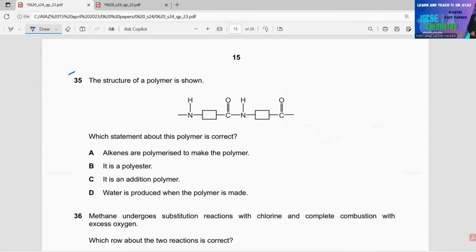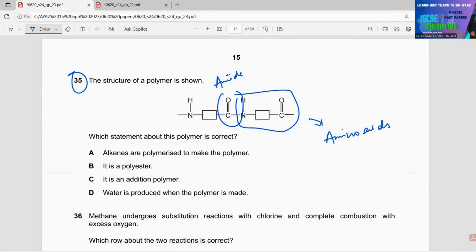35. Structure of a polymer is shown. Which statement about this polymer is correct? We look at this polymer. We have an amide linkage here, which means it's a condensation polymer. And if you look at the repeating unit, it must be having carboxyl and amine groups. So it must be obtained from amino acids. So this one is protein.